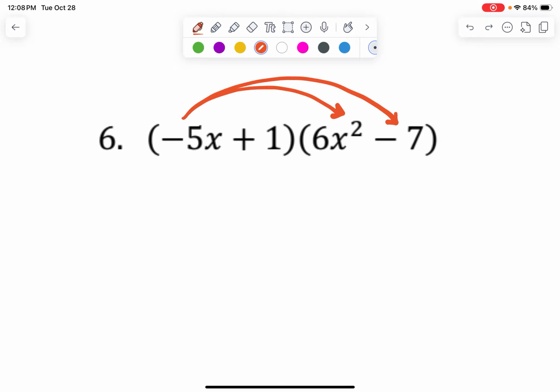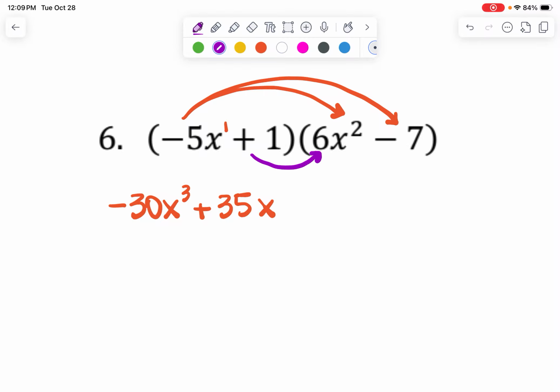So when I multiply negative 5x times 6x squared, I'm going to get negative 30x cubed, right? Because I add the exponents. So I have 3 total x's, so x cubed. And then negative 5x times negative 7 gives me positive 35x. All right, then I'm going to distribute the positive 1. Well, that's a much easier distribution, right? If I multiply everybody by 1, I just get what I started with. So 1 times 6x squared is 6x squared, and 1 times negative 7 is negative 7.